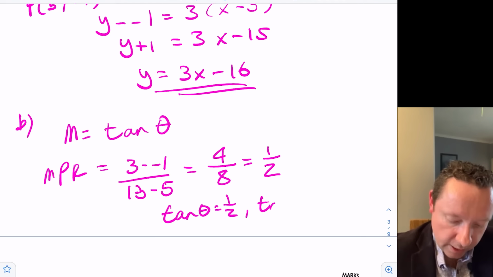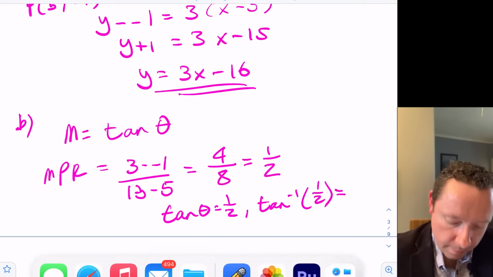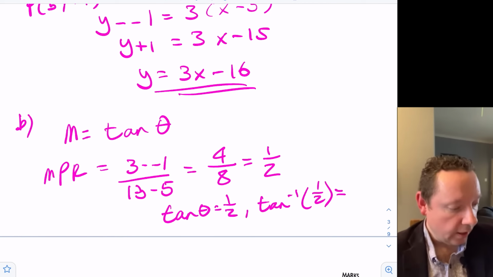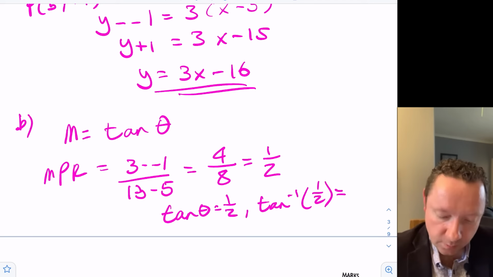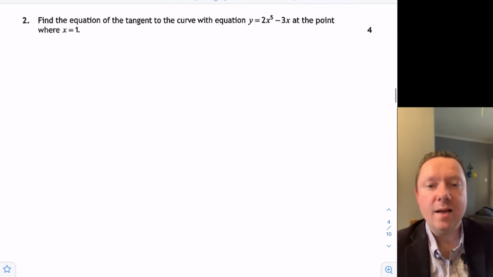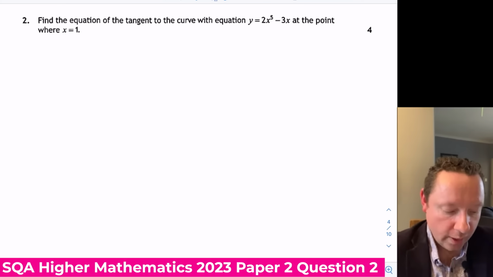So theta equals the inverse tan of 1/2. Using a calculator, you get 26.565, or 26.6 degrees. And we're done there. SQA Higher Maths 2023 Paper 2 Question 2.